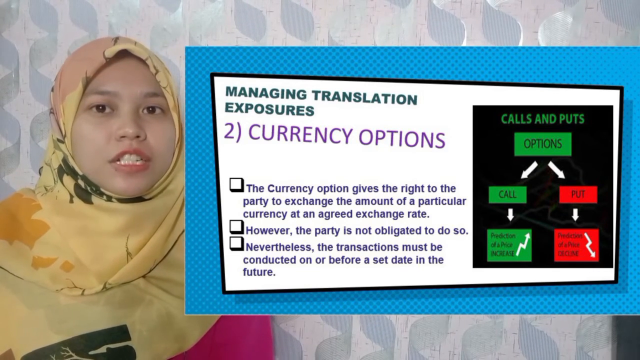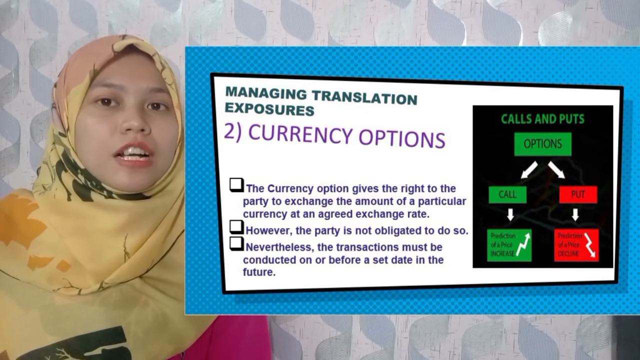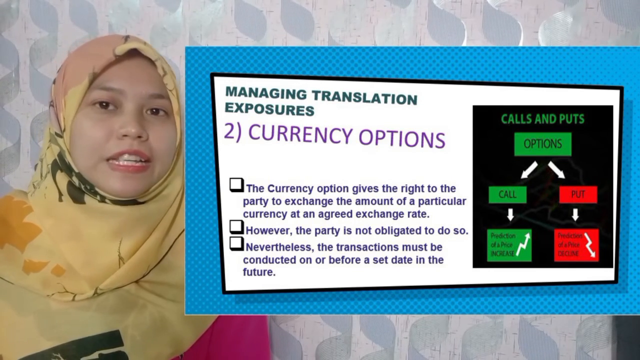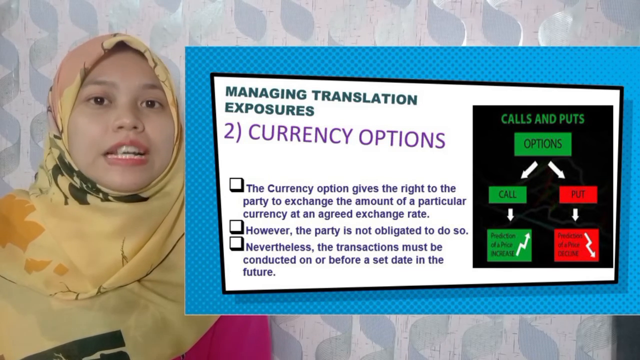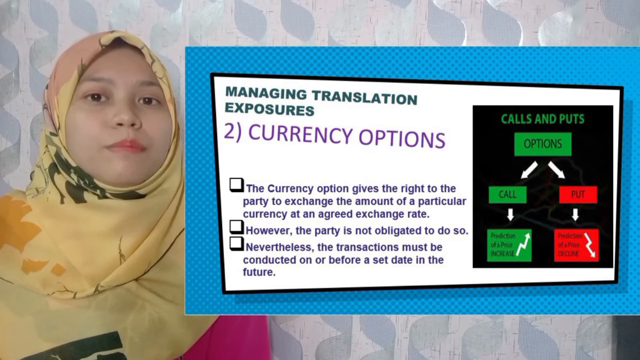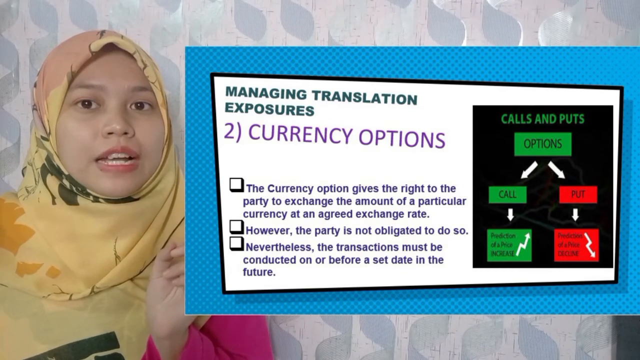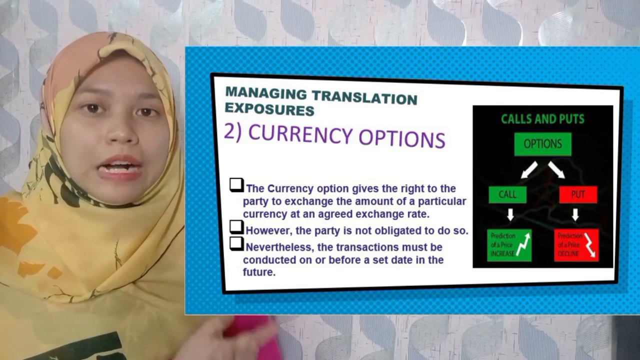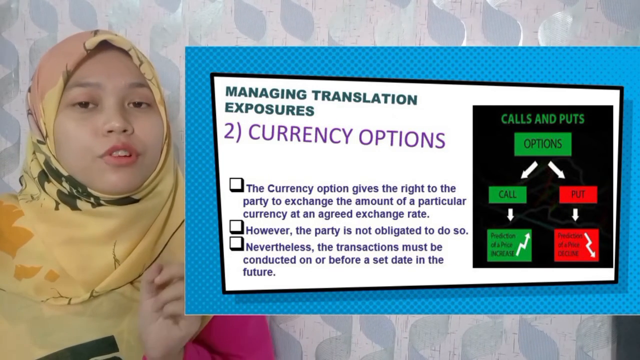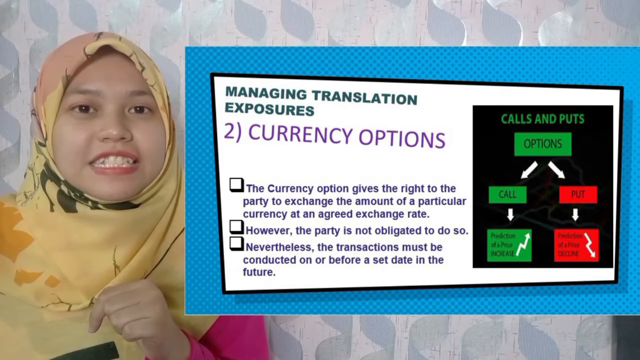The currency option gives the right to the party to exchange an amount of a particular currency at an agreed exchange rate. However, the party is not obligated to do so. Nevertheless, the transaction must be conducted on or before a set date in the future. And the picture shows that for a call option, the prediction is that the price increases, while for a put option, the prediction is that the price decreases.